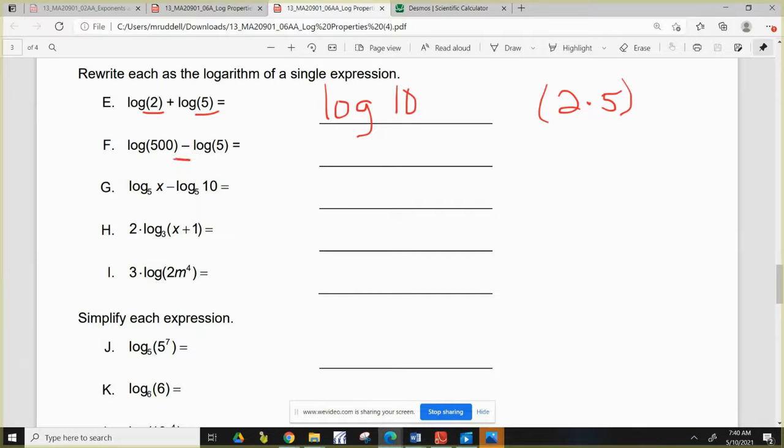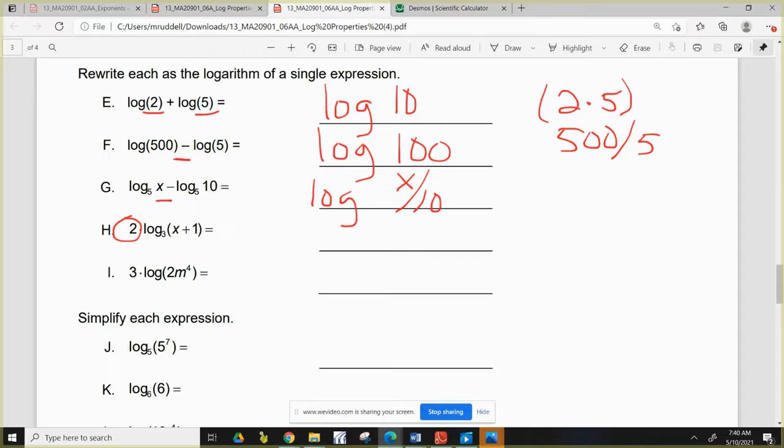These are subtracted, so I'm going to divide. 500 divided by 5 is 100. Make sure you keep the word log there. It's not just 10 or it's not just 100. It's the log of that number. Letter G, they're subtracted. What are we dividing? Subtract goes with divide. x divided by 10.